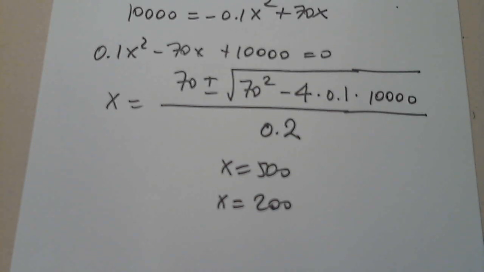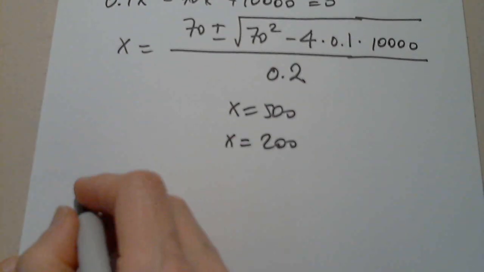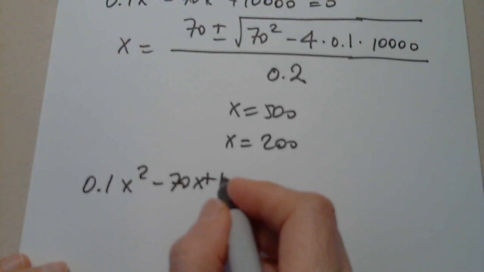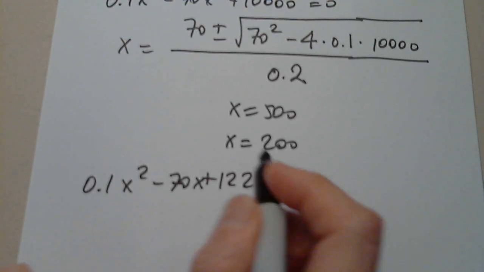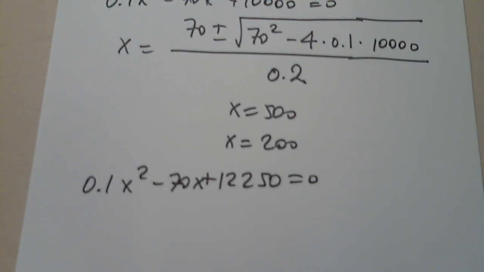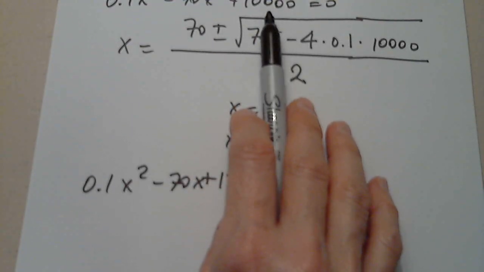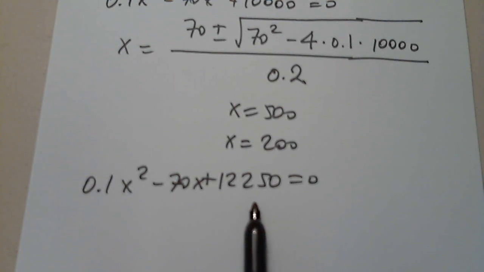Part C. Let's read part C. How many pairs of sunglasses must be sold in order for the revenue to be 12,250 per week? So everything is the same. I just have to rewrite an equation that is 0.1x squared minus 70x and then plus 12,250. So let me show you this. That's all I have to do. It's the same equation, but they're changing the 10,000 to 12,250.